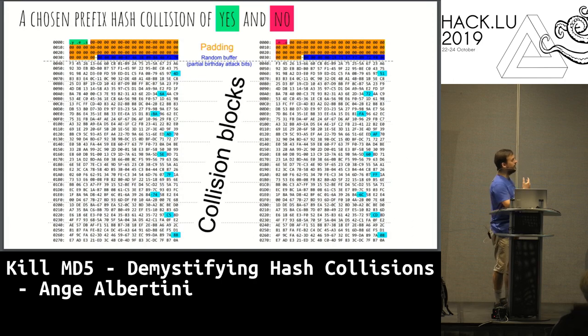So again, now you can see a bit differently the collision of yes and no. So with the padding, with just a different length because yes is longer than no. And then some random buffer, which is used for the attack. And then a lot of randomly looking bytes with some differences on each side. But still, it can work with any content in input, but it still gives some files a weird structure if you look at them inside.